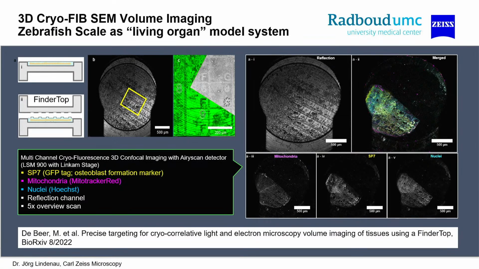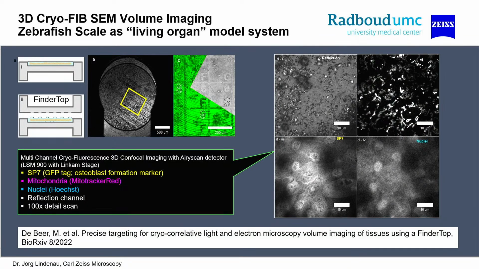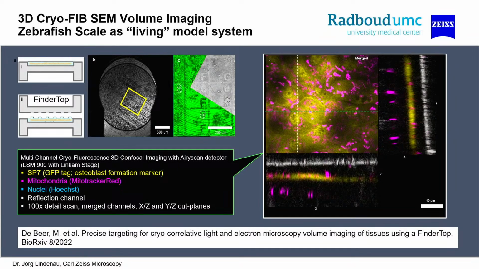And there was a nice innovation by Anna Takivat here. She created a finder top, and by high pressure freezing, you see the imprint of the finder top on the ice. This can be seen in the reflection channel of the fluorescence microscope, but of course also in the surface image of the crossbeam. So this is then applied for the correlation.